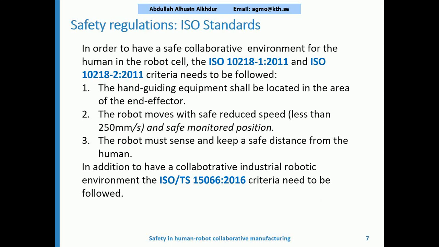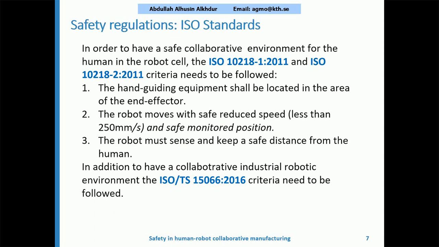And these two standards are defining the criteria to hand guide the robot using an equipment, and this equipment needs to be located in the area of the end effector of the robot. Another major criterion, as we can see here, is the movement of the robot. So the robot needs to move at a safe reduced speed, which is less than 250 millimeters per second, and have a safe monitored position.